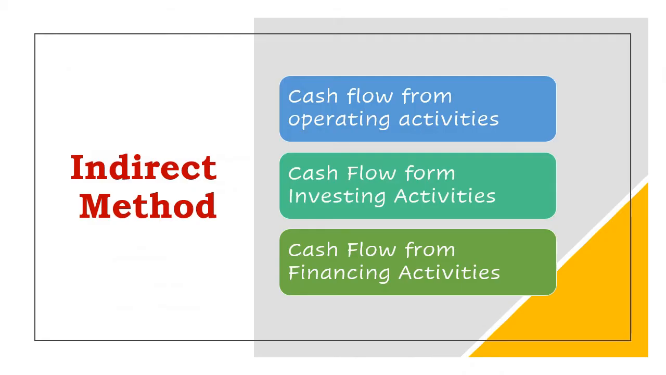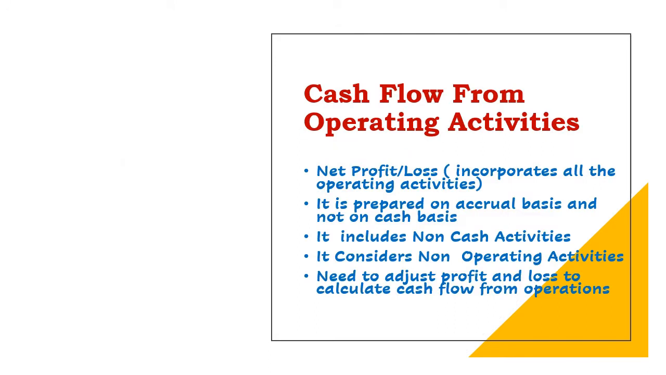For the syllabus purpose, we have to solve problems on the basis of indirect method. Under this method, cash flow statement is prepared considering cash flow from three activities, which are operating activities, investing activities and financing activities. Dear students, while calculating cash flow from operating activities, we should take into consideration net profit or loss, because statement of profit and loss incorporates all the operating activities.